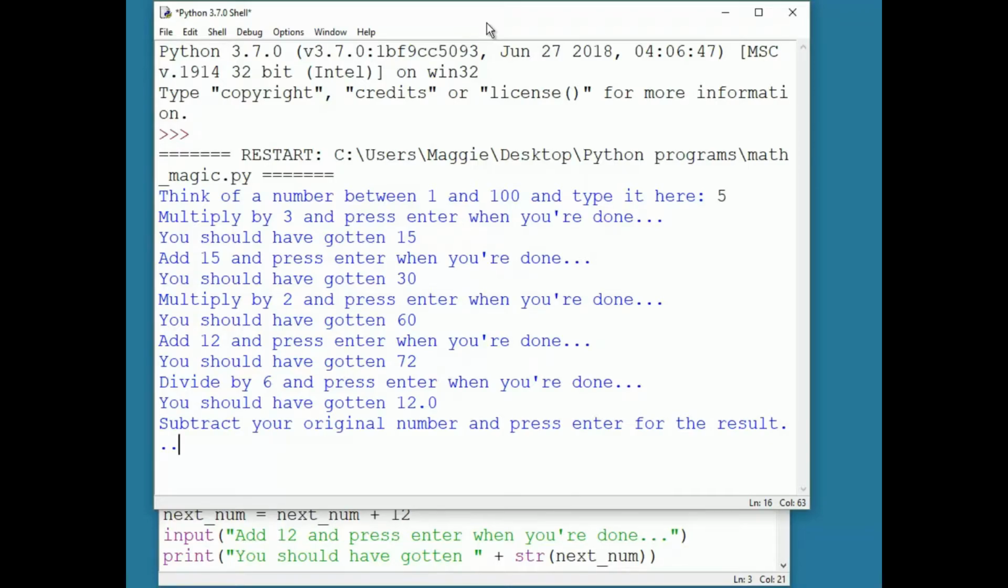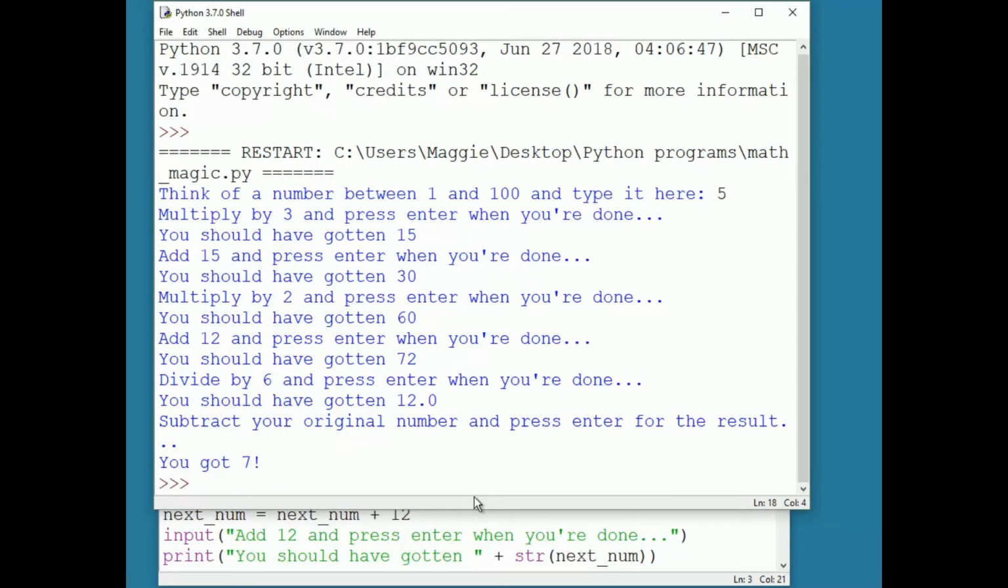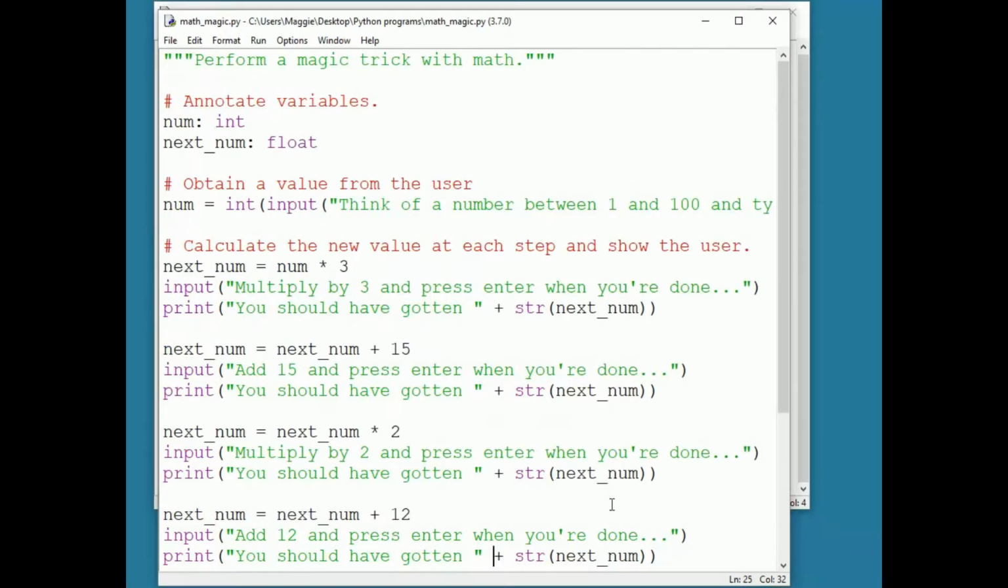But notice that instead of showing me an integer 12, the program shows me a float, 12.0. We'll look at the program in a moment and see why it suddenly has a float in its calculations. Let's finish up. I'm supposed to subtract my original number, which was 5. So I get 7 when I do that, and the program confirms I get 7. This is not very magical because the program knows the user's number and is performing the math along with the user, but that's because we want to look at some math in Python. Let's look at the program.